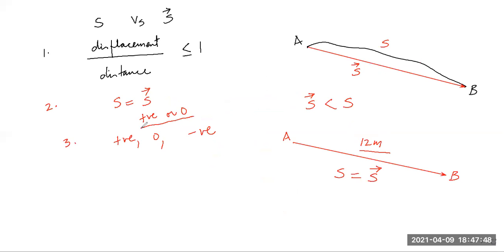Distance cannot be negative, but displacement has direction, right? So if a person is going like this, let's say it's positive. So if he goes in this direction, it will be considered negative. So displacement can be negative, zero, or it can be positive also. Last numerical, then we will finish this.